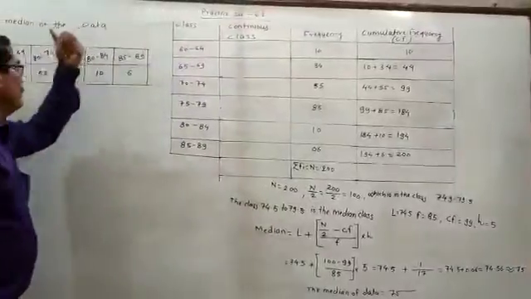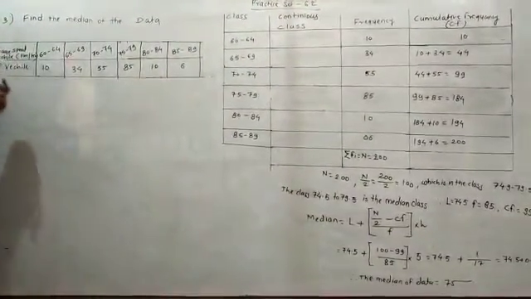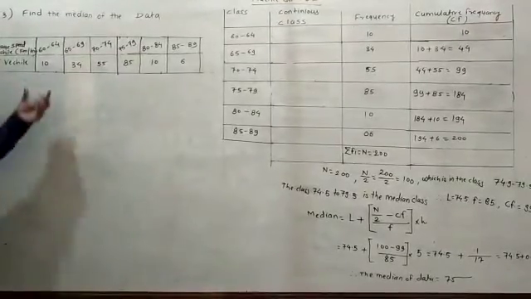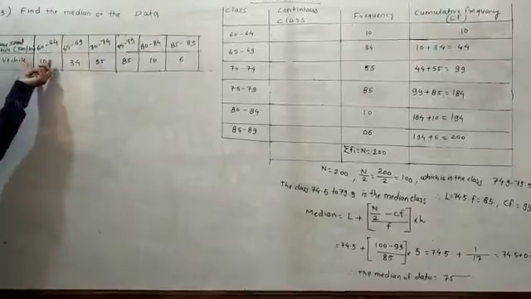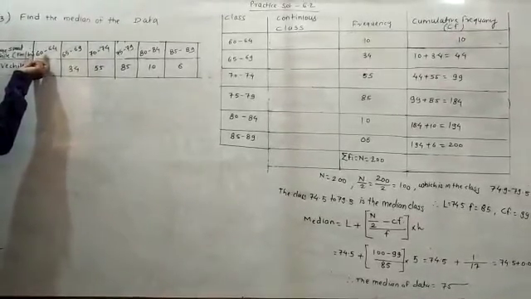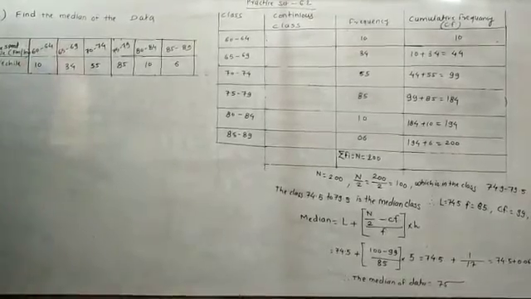Point 2, example number 3. Find the median of the data. The data is given like this: the average speed of the vehicle and the number of vehicles. 10 vehicles run at an average speed of more than 60 km per hour to less than 64 km per hour.